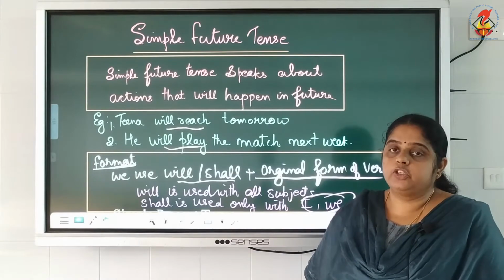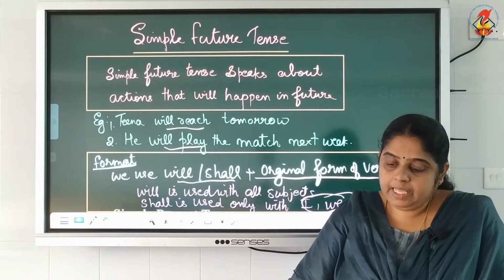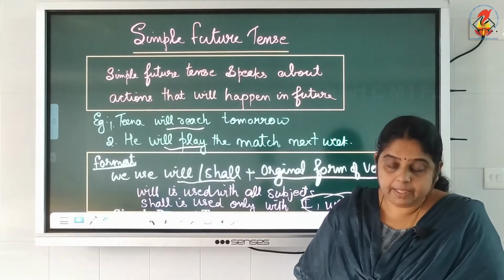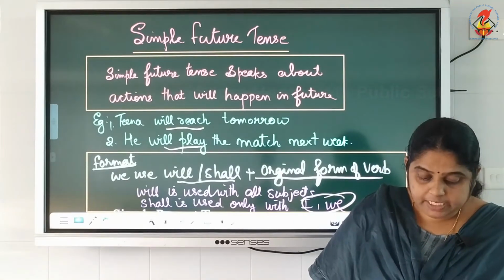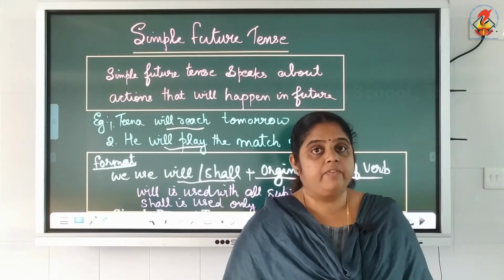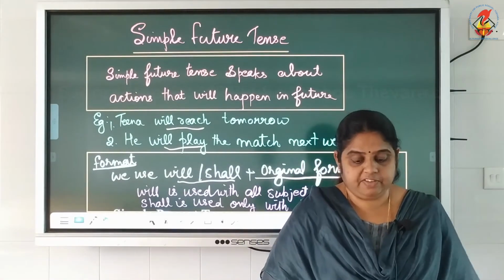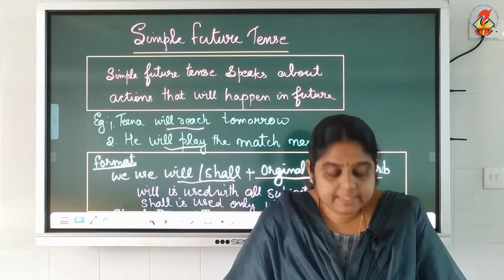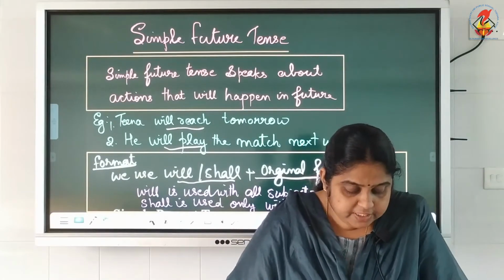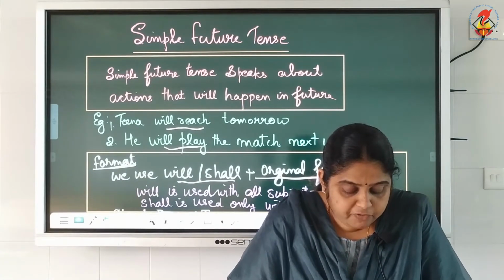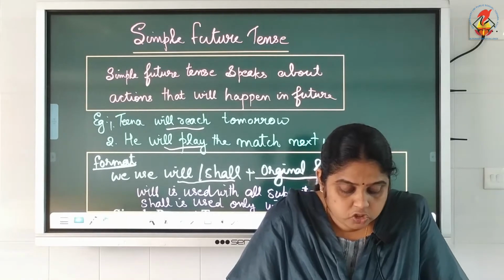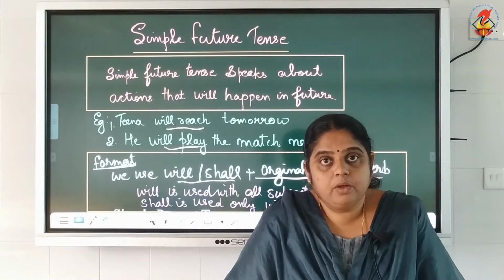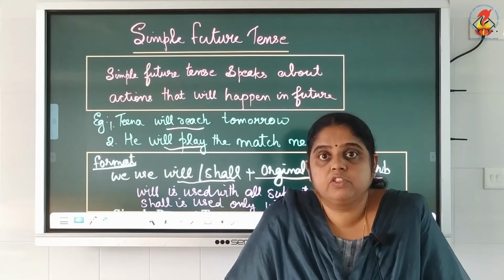Is that clear to you? Okay. Then, in your grammar book, page number 72, we have simple future tense given. In that, exercise A. First one: write 5 sentences on what you will do when you grow up. So when you grow up, what will you do?